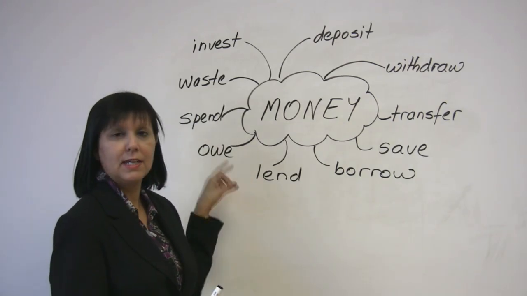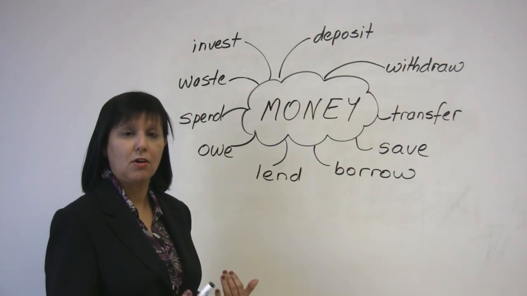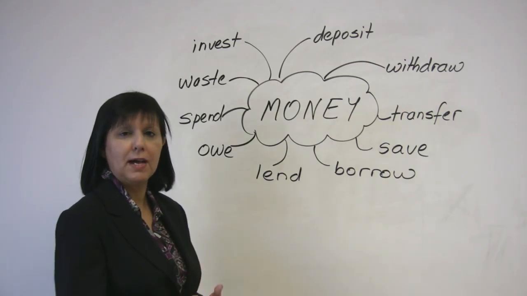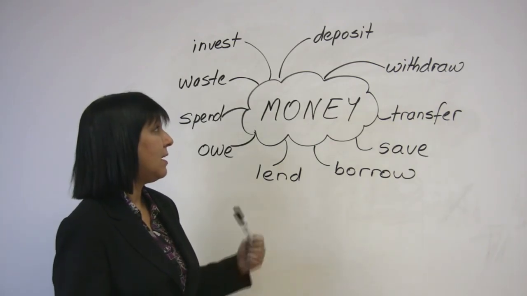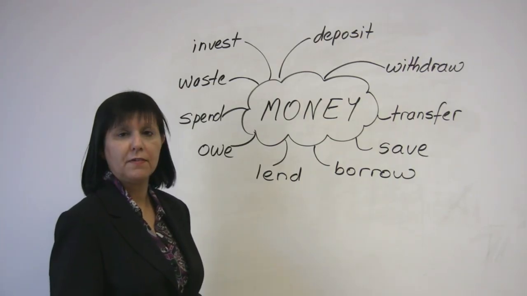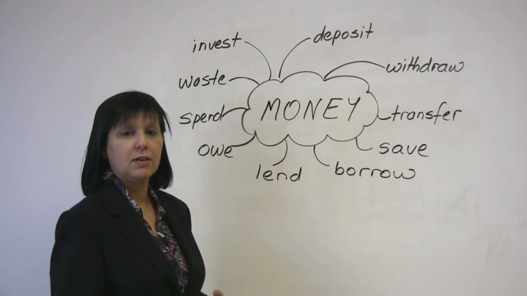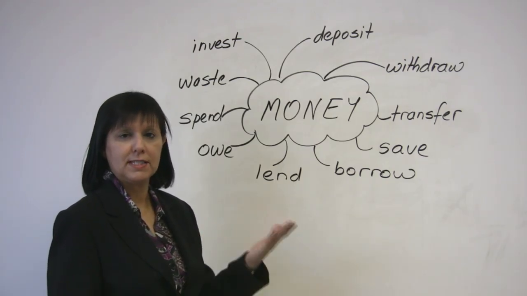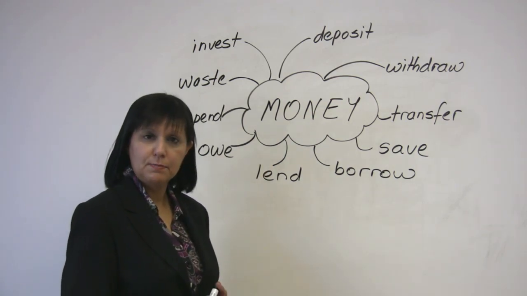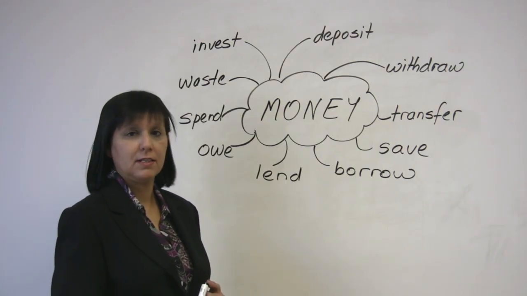Okay, so here are 10 words that you can use when you're talking about this important subject of money. Let's review them again, and let's use the past tense form this time. I deposited the check. I withdrew $500. I transferred $1,000 from my checking account to my savings account. I saved $1,000 this month. I borrowed $10 from my friend.